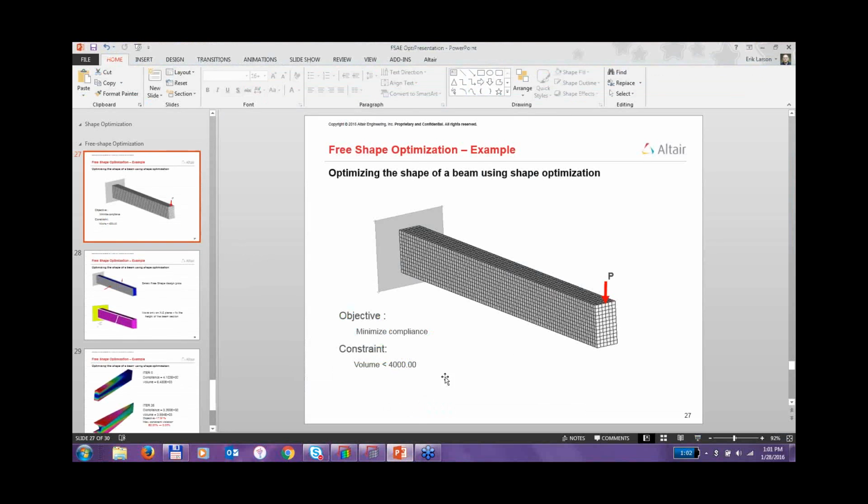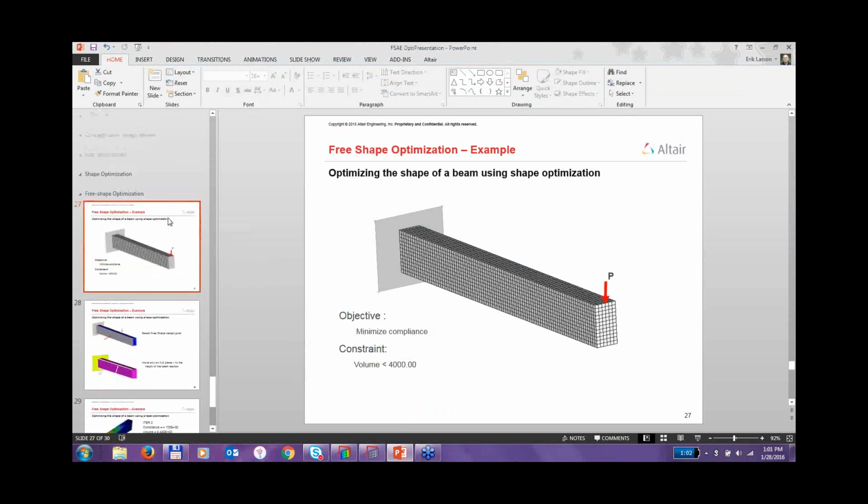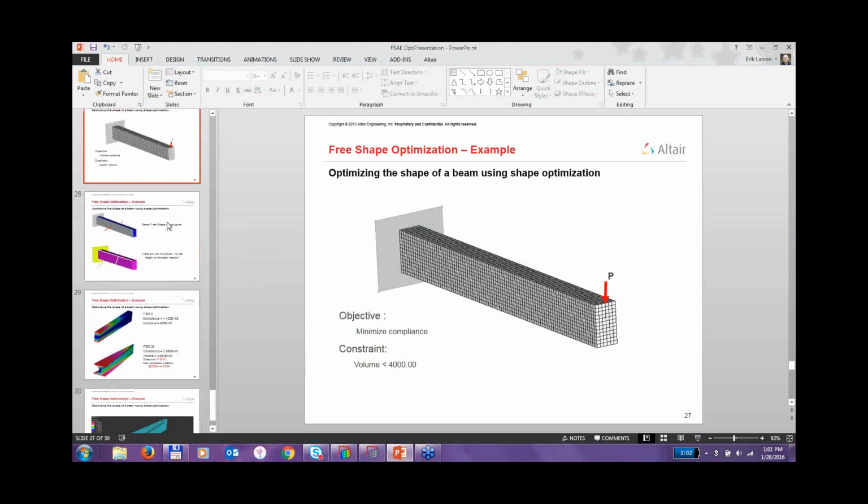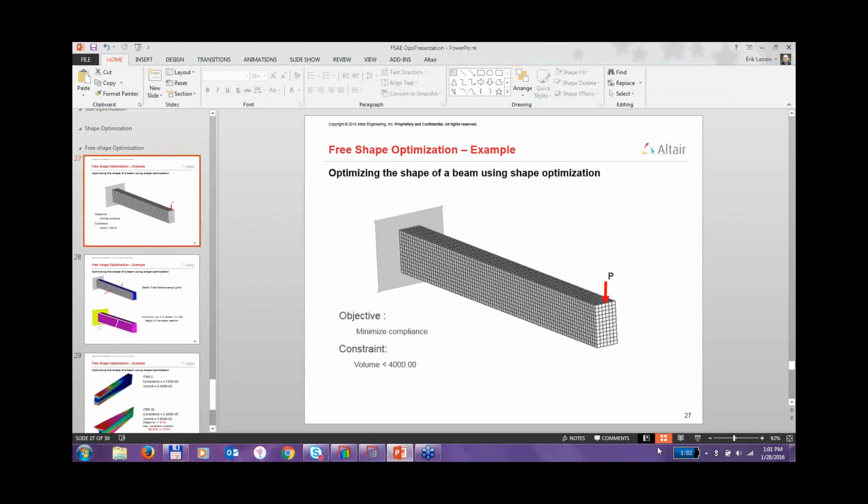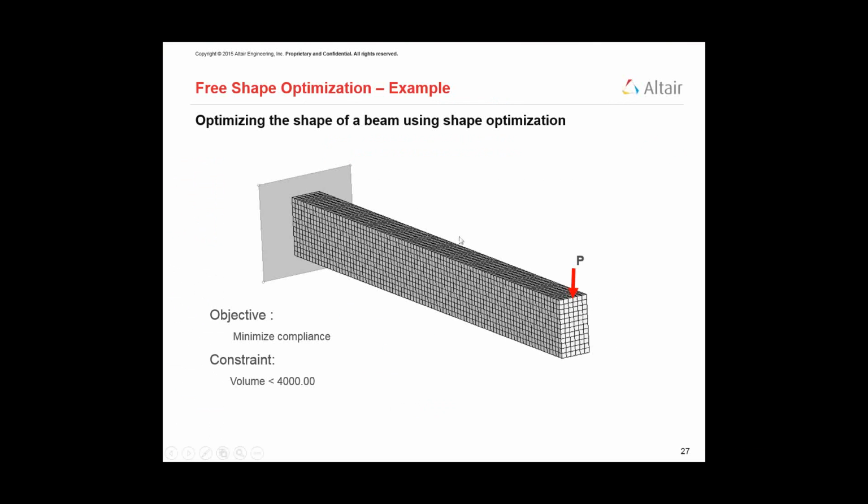And just to show you, I've got an example of a free shape optimization here, and this is pretty much the end of my slide. So in this case, we've got a beam here, yet another cantilever. Everyone loves a good cantilever beam. We want to minimize the compliance, and what do we do when we minimize the compliance? We maximize the stiffness. And we want to set a constraint that the volume of this beam has to be less than 4,000 units, cubic units.